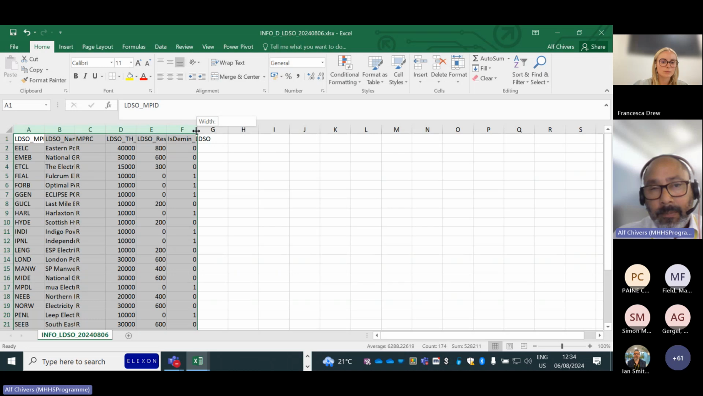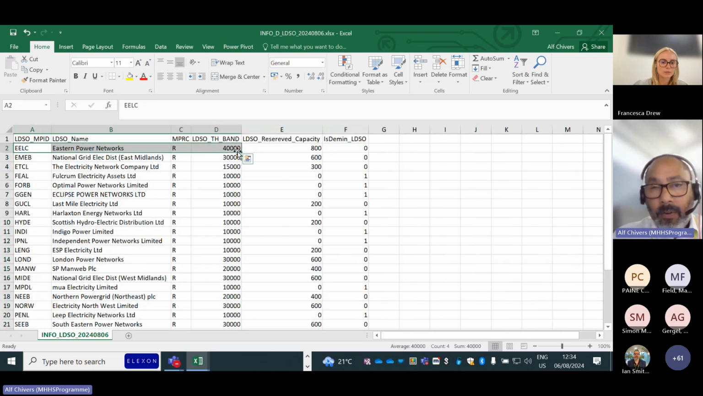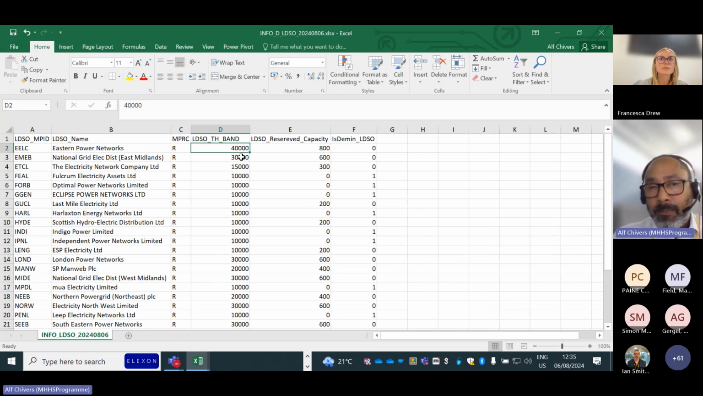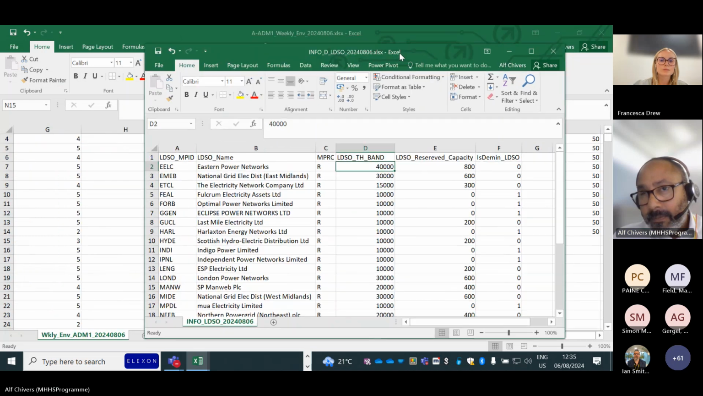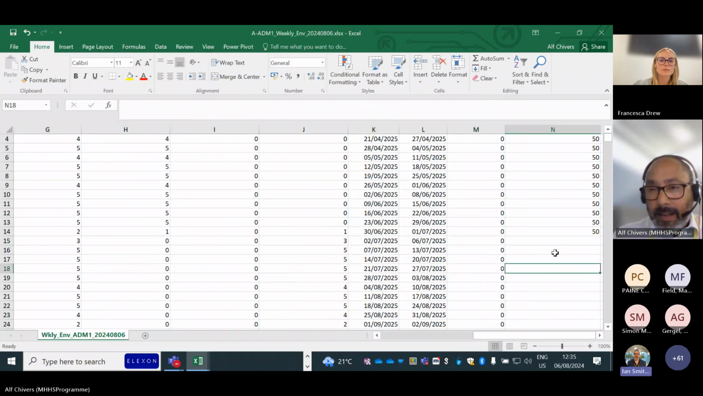And if I open that up, what I can see is for Eastern, I've got 40,000. So therefore, 10% of that 40,000 is the upper bound during that full operating period for a de minimis supplier that they can submit on a given day. That's correct, isn't it, Ian? I think it is. Sorry, yes, it is. Yeah.